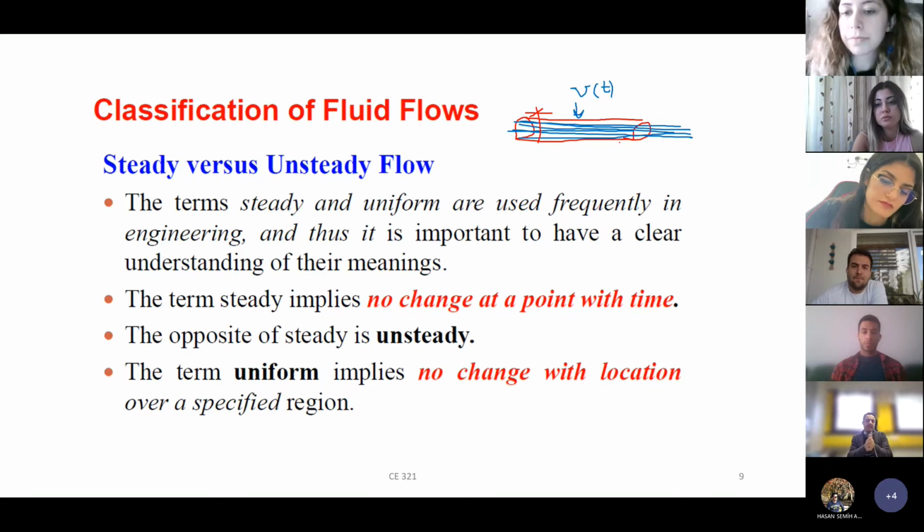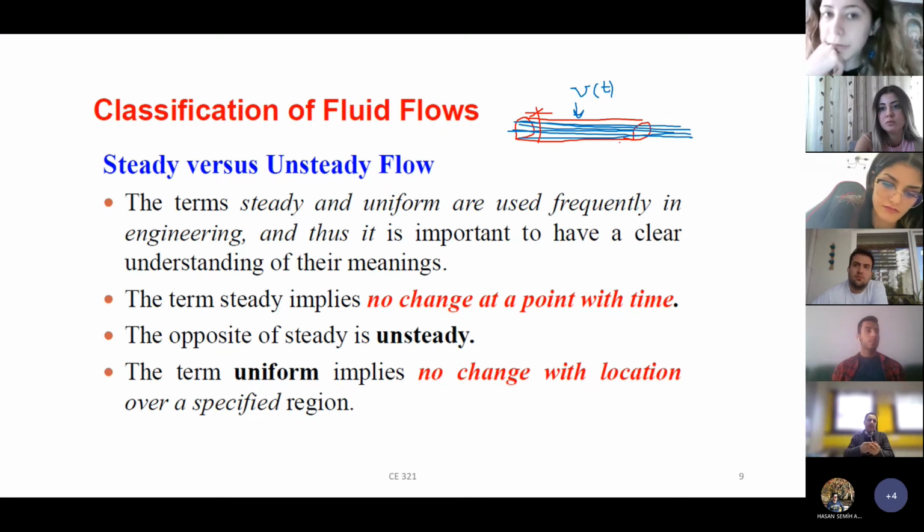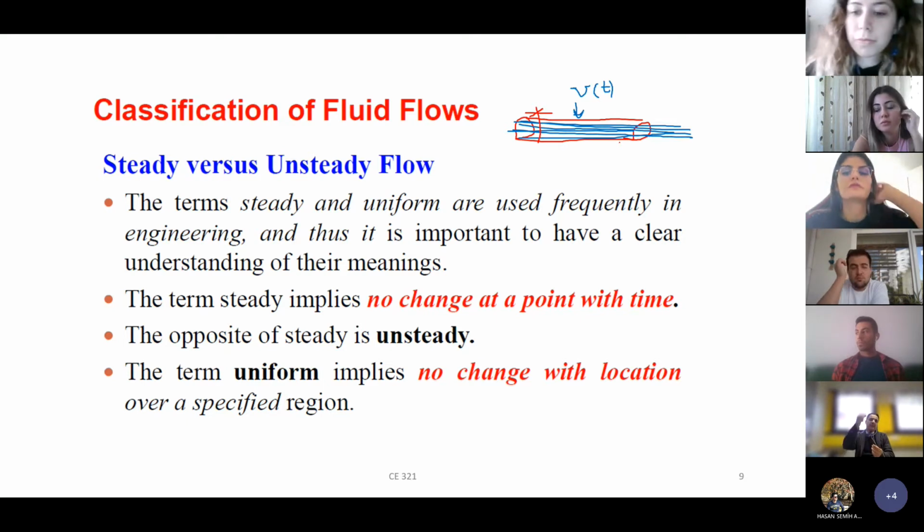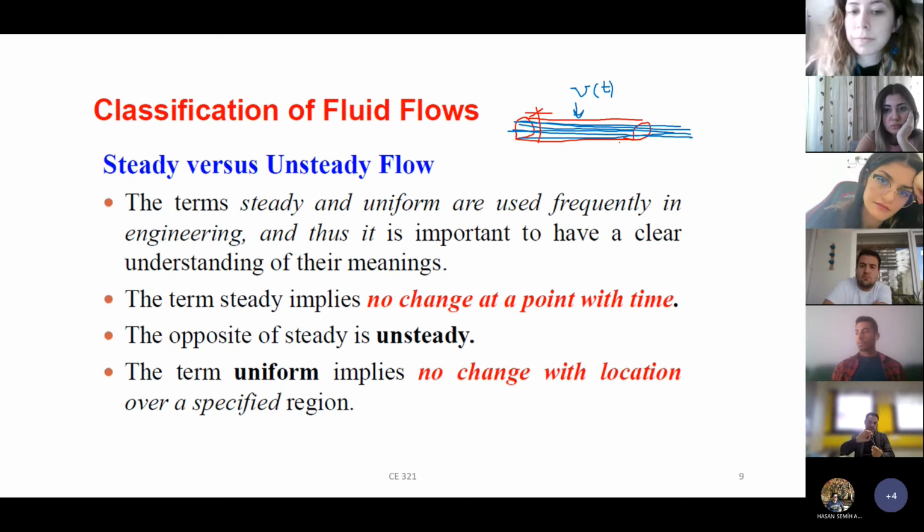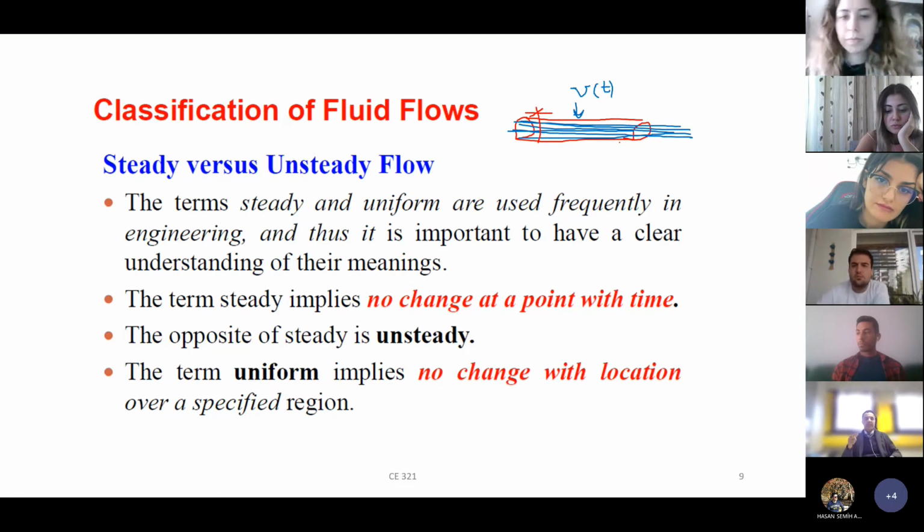When you wash your hand, what will happen? During the opening of the valve, velocity increases from 0 up to the maximum at the faucet. During the washing of your hands, velocity is constant. Therefore, you have a steady flow. At the end, when you close the valve, velocity starts to decrease from the maximum to 0. Therefore, during the closing, the flow is unsteady.